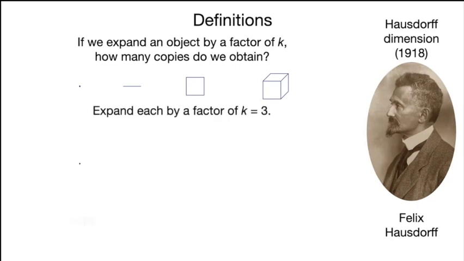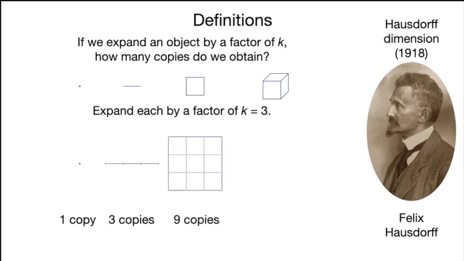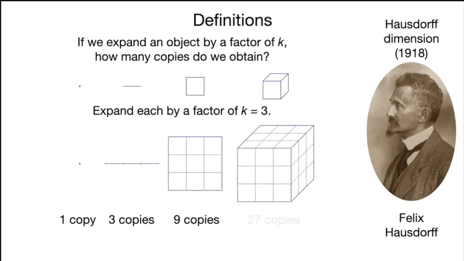So in this example, let's explode everything by a factor of three. So if we expand a point by a factor of three, we just get a point. If we expand a line segment by a factor of three, we get three line segments. If we expand a square by a factor of three, we get nine squares. If we expand a cube by a factor of three, we get 27 cubes. And we can see those numbers down there. Really, that's 3 to the 0, 3 to the 1st, 3 squared, and 3 cubed. And that exponent captures the dimension information.